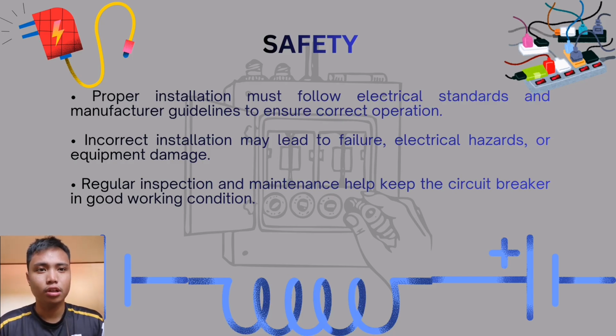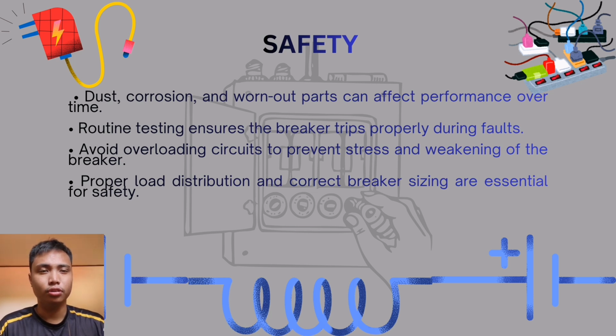Second, regular inspection and maintenance are necessary to ensure that the circuit breaker remains reliable over time. Components inside the breaker may wear out, or dust and corrosion may build up, which can affect its performance. By inspecting it regularly, we can detect problems early and prevent failures. Third, routine testing is also important. This ensures that the circuit breaker will trip properly during overload or short circuit conditions, which is its main function.